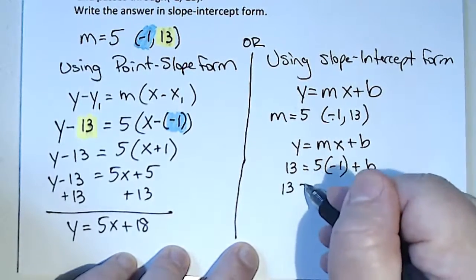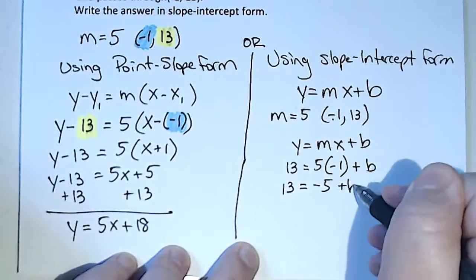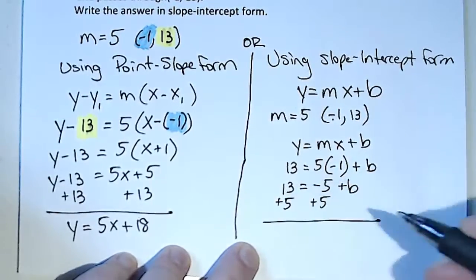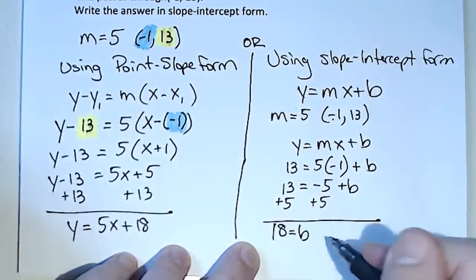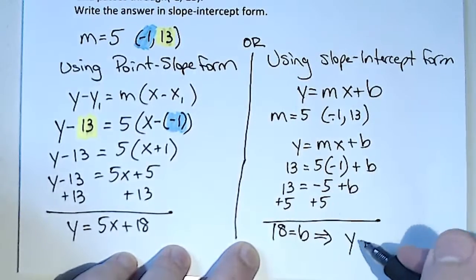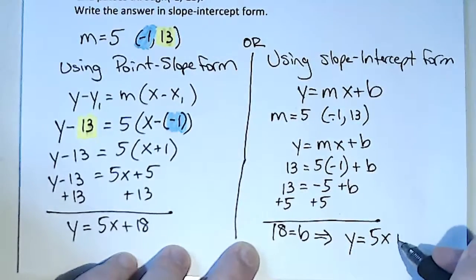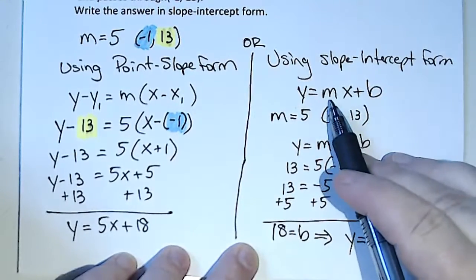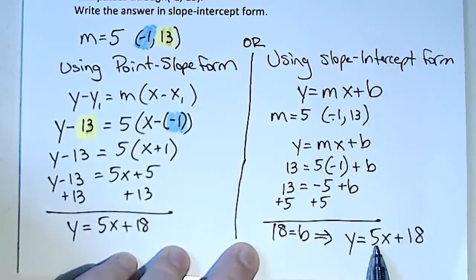Okay, 13 equals negative 5 plus b. I add 5 to both sides. I get 18 equals b, which tells me y equals 5x plus 18. Why is it 5x? Because it's mx, and the slope we know is 5. And then why is b 18? Well, because we did all this work.